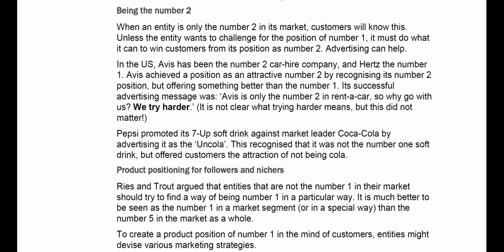Pepsi promoted the 7-Up soft drink against the market leader Coca-Cola by advertising it as the Uncola. This recognized that it was not the number one soft drink, but offered customers the attraction of not being cola. So even if you are the number two, you must still give what? An irresistible offer. That unique value proposition, and all comes with innovation.